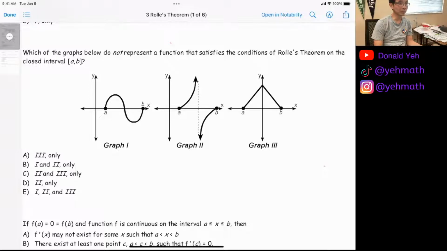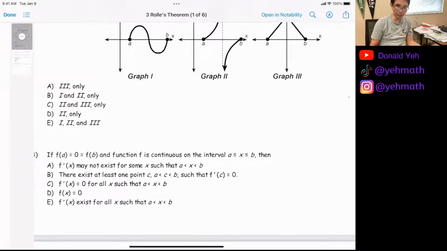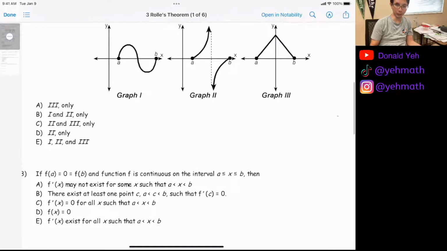The graphs that don't satisfy Rolle's theorem would be 2 and 3, because 2 has the vertical asymptote and 3 has the cut. Right. That's actually a perfect reason. That's how you're gonna answer this one. C is the only one. You're gonna learn how to answer this one. It's also very difficult to understand. Question 3, but we're not gonna go to that.